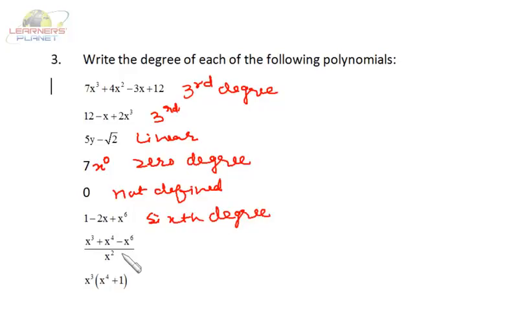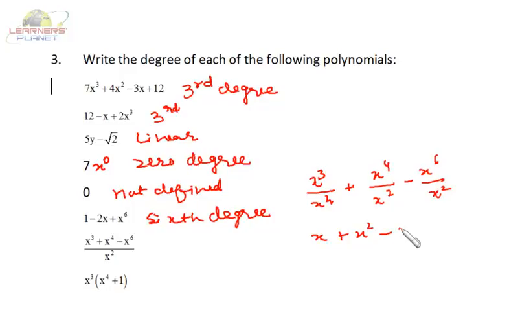In this case first of all we have to simplify it, then only we'll be able to get the actual power of variables. So it's x cubed over x squared plus x to the 4 by x squared minus x to the 6 by x squared. So it's x plus x squared minus x raised to 4. In this case the variable is having the highest power as 6, but it is being divided by x squared also. So finally the variable will be having highest power as 4. So it's a fourth degree polynomial.